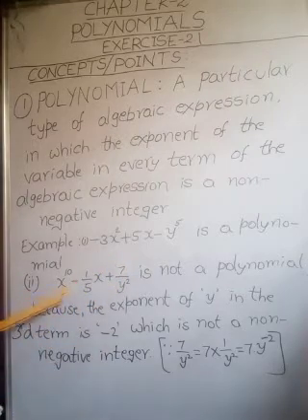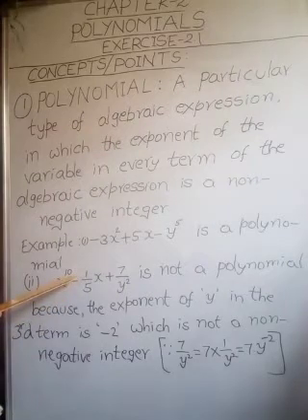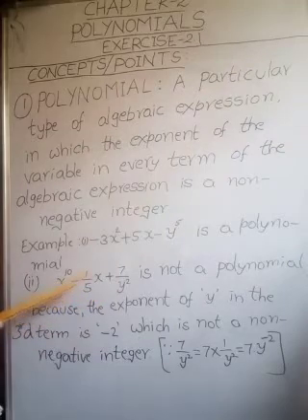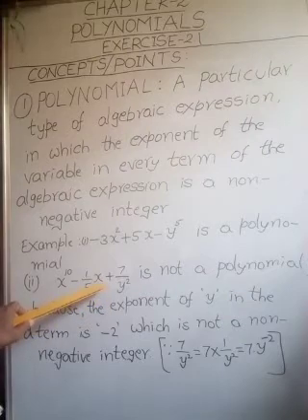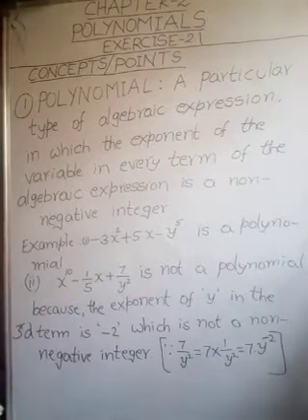What is the variable in the first term? X. What is the exponent of x here? 10. It is a non-negative integer. Now come to the second term. What is the second term? Minus 1 by 5x. What is the variable here? X. What is the exponent of x here? 1. No power means it is considered as 1.